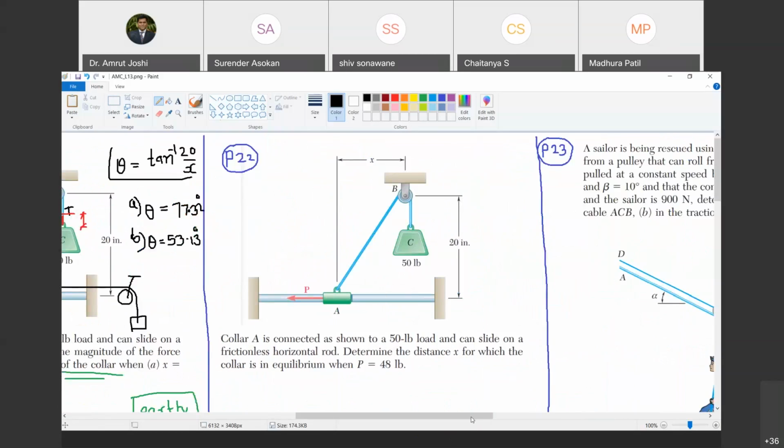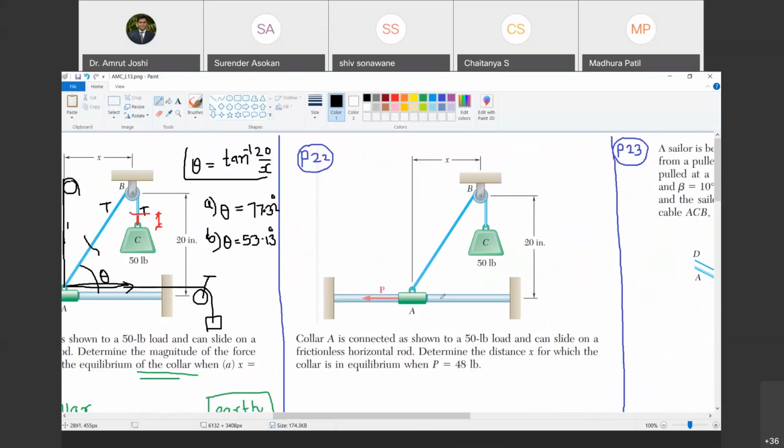Next problem क्या है जरा देखो. Same problem. Slide. Determine the distance x for which the collar is at equilibrium when P is equal to 48 lb. P already दिया है, 48 lb. Are you with me? Yes, sir. P 48 lb means, is it very very close to 50 lb? Do you agree with me?